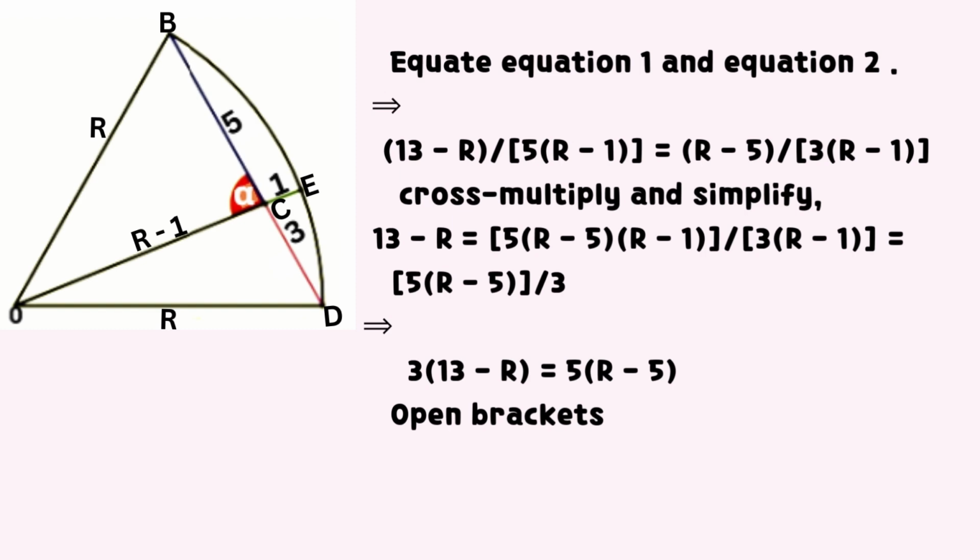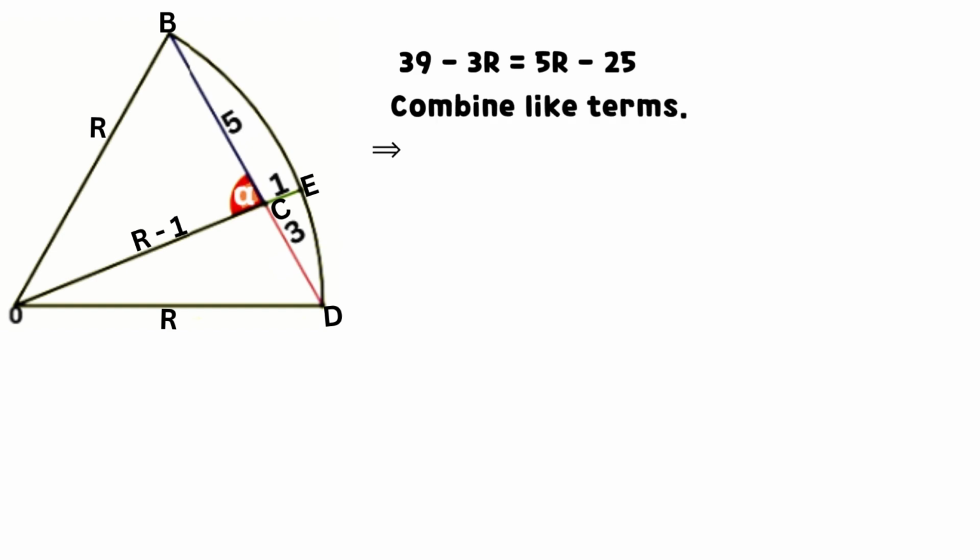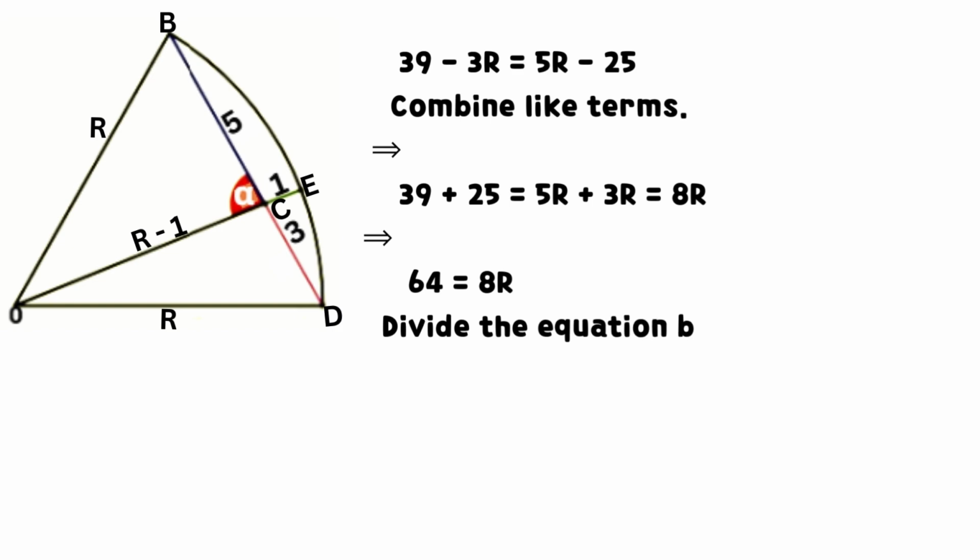Open brackets. 39 minus 3 times R equals 5 times R minus 25. Combine like terms. It signifies that the sum of 39 and 25 equals 8 times R. We have that 64 equals 8 times R. Divide the equation by 8. R equals 64 divided by 8, which equals 8 units.